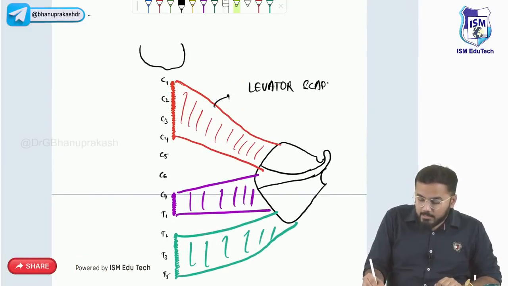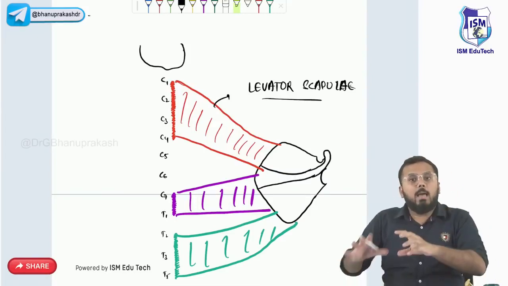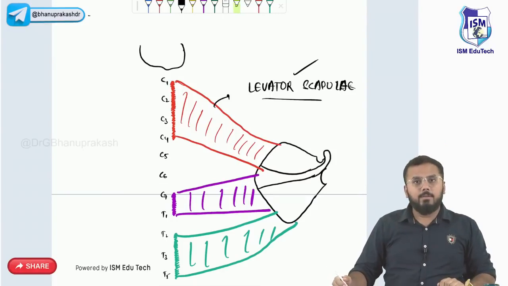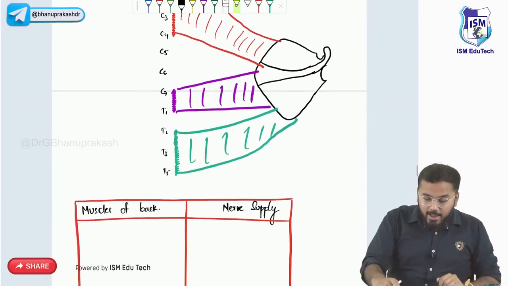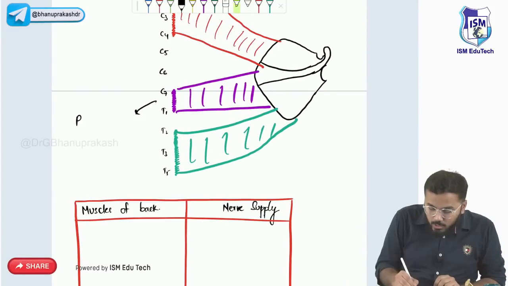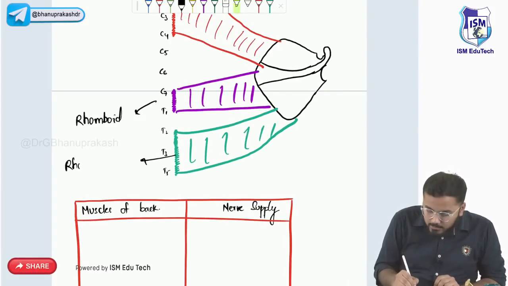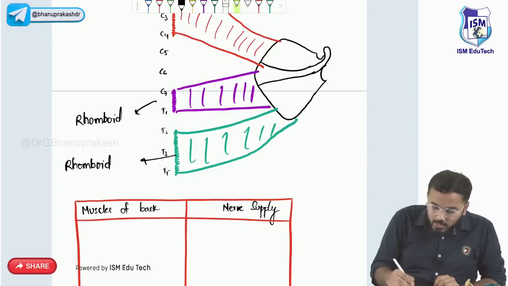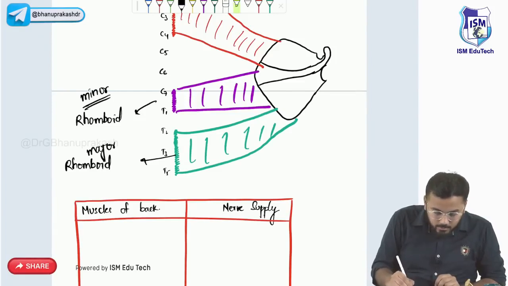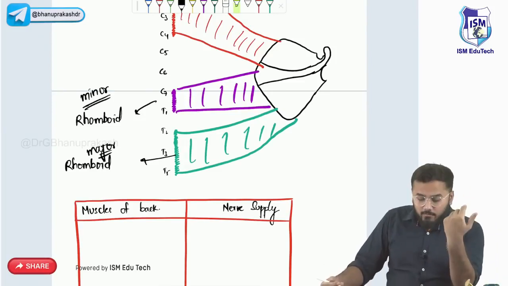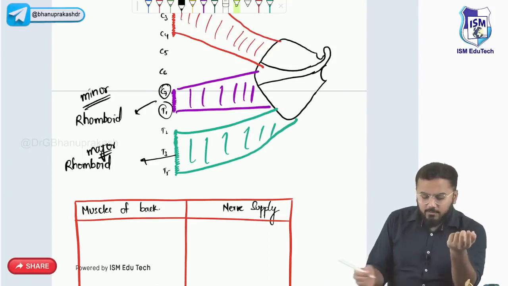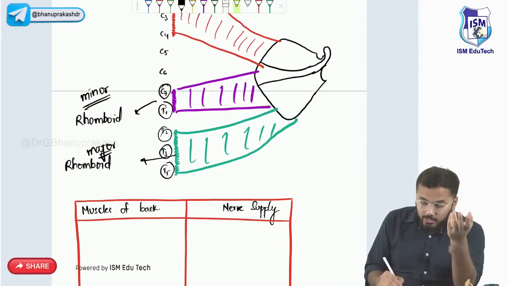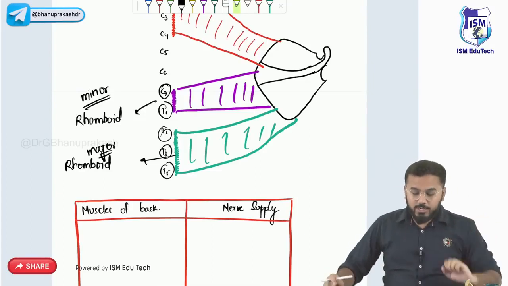Levator scapulae. Sir, why is it called levator scapulae? Because when I'm pulling this fiber, the scapula is elevated. So I call it levator scapulae. And the next important thing is that I have got two important muscles here. This is called rhomboid muscle. This is also called rhomboid muscle. But one is called rhomboid minor. Another one is called rhomboid major. Why? Because rhomboid minor is only from C7, T1. Major is from T2, T3, T4 and T5. Right? So that is why it is major.